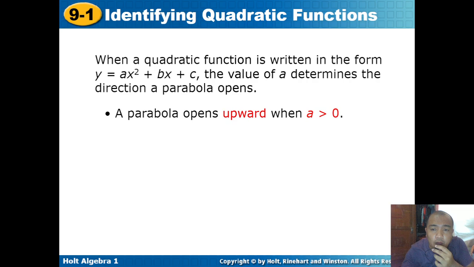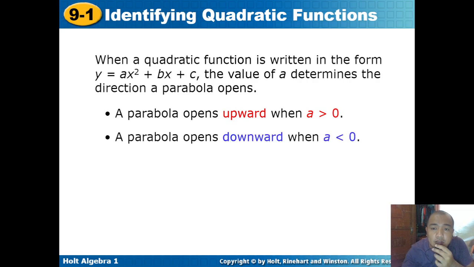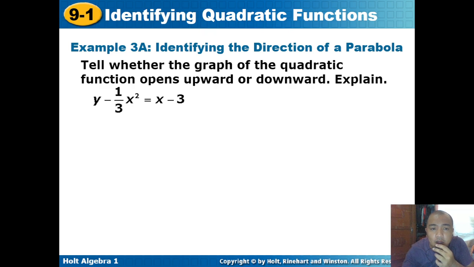The parabola opens upward when a is greater than 0. The parabola opens downward when a is less than 0. So if a is positive, the parabola opens upward. When a is negative, the parabola opens downward. Tell whether the graph of the quadratic function opens upward or downward.